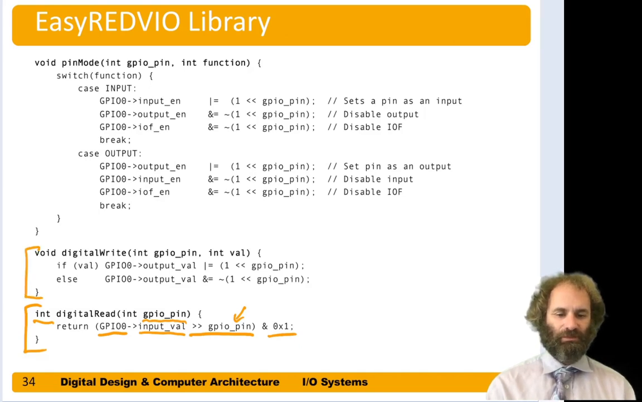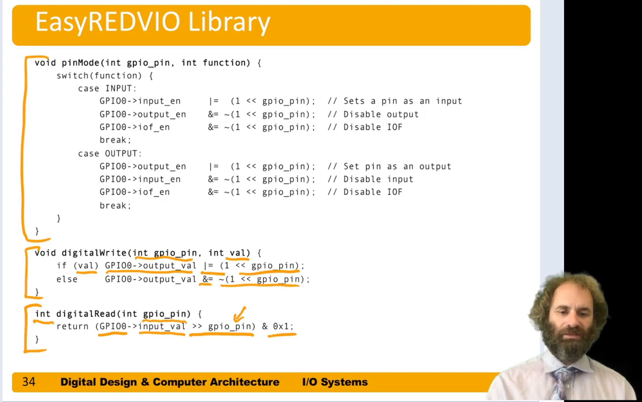Digital write is similar. We'll take the pin number that we want to write and the value. If the value is 1, if we want to write a 1, then we'll OR a 1 into the appropriate column of the GPIO output value register. Otherwise, we'll AND with 1s in every column except the one of interest, a 0 in the column of interest, to turn off that pin.